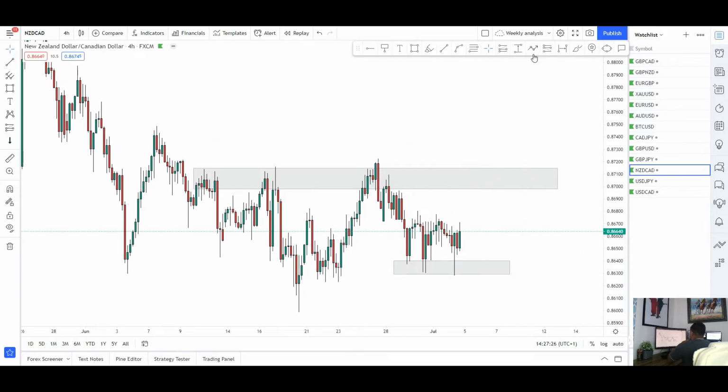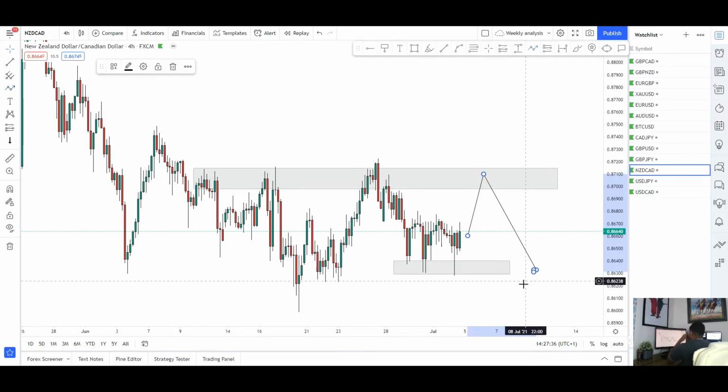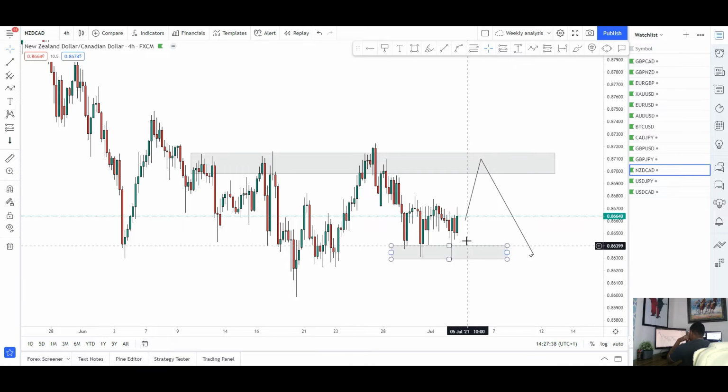So it does look like we might be seeing another push higher for NZD CAD to start the week off. But if the market was to still stay bearish, we should still reject this area and collapse back to the downside. So we might be seeing a bit of a range for NZD CAD next week between this support 0.86400 and this resistance around 0.87100.